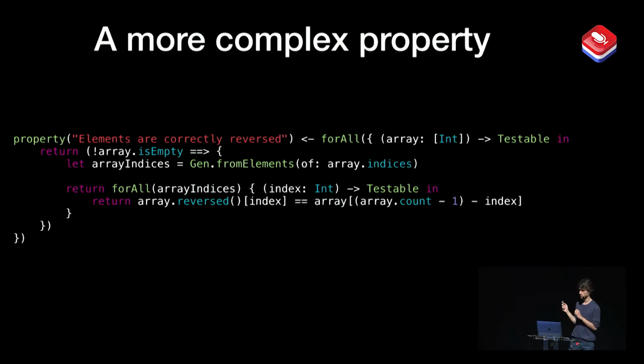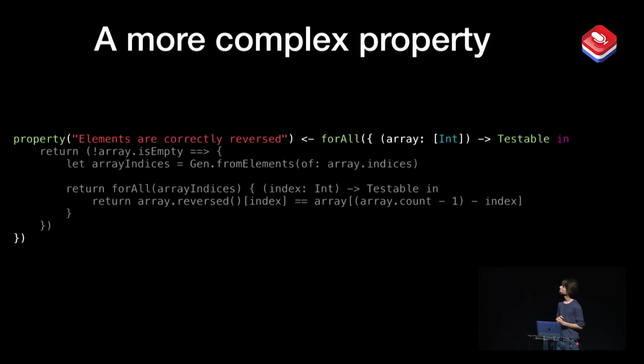We're going to take a look at it step by step. So the property, we are trying to test that the elements are correctly reversed, and as an input, we have an array of integers. We start by saying, OK, the array must not be empty. So we say, if the array is not empty, then it implies another property. This is how we write the precondition.